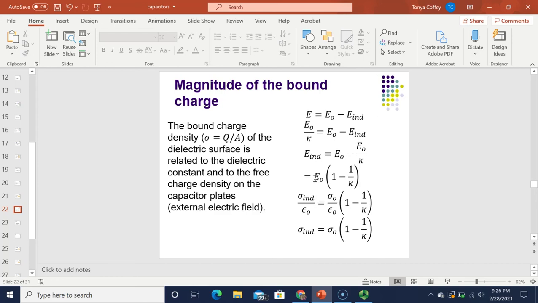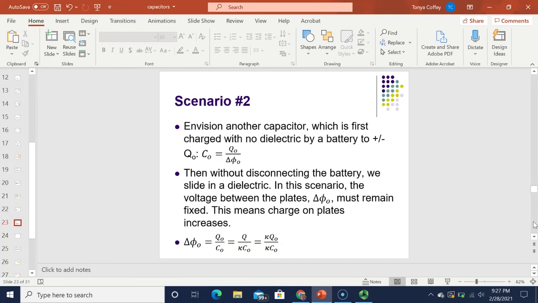Now that's going to be the electric field due to the capacitor plates, which is sigma naught over epsilon naught times 1 minus 1 over kappa. So canceling out the epsilon naughts on either side of the equation, we can see that the surface charge density at the surface of the dielectric, sigma induced, is equal to the surface charge density on the capacitor plates, sigma naught, times 1 minus 1 over kappa. So we can relate the electric field and the surface charge density, and it's going to be proportional to our dielectric constant. That's going to appear in our equation.